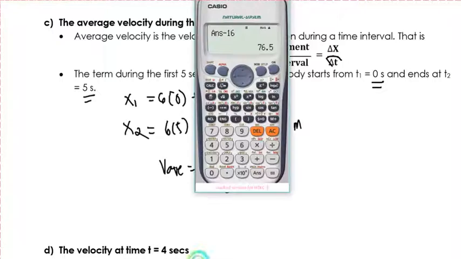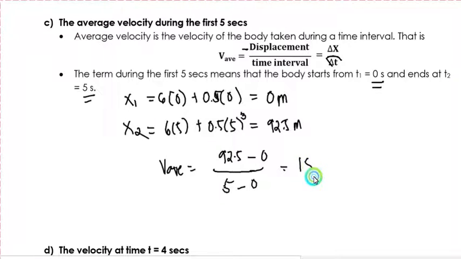If we solve using our calculator, this will be equal to 92.5 divided by 5. So our answer will be equal to 18.5 meters per second. So we have 18.5 meters per second.